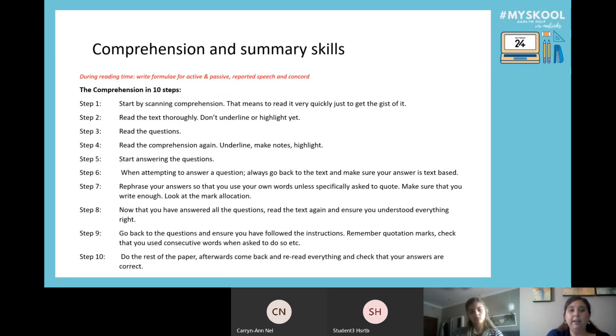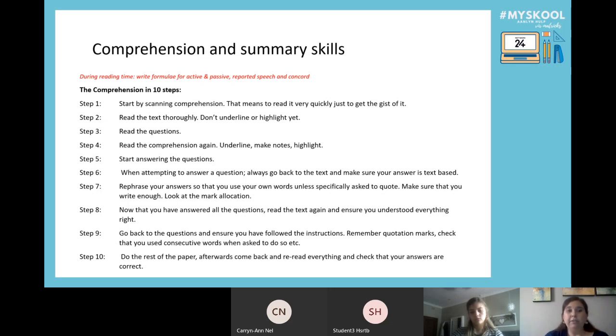Make sure that you write enough. Look at the mark allocation. People, even if a question only counts 2 marks, write everything that you know. Okay, make sure that you don't just lose marks because you haven't written enough. Answer the question as fully as you possibly can.